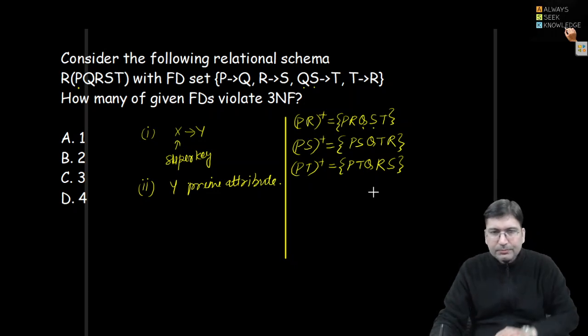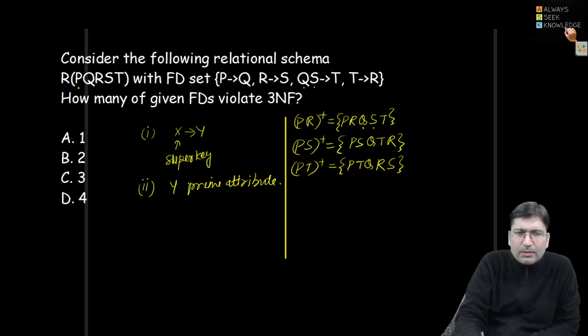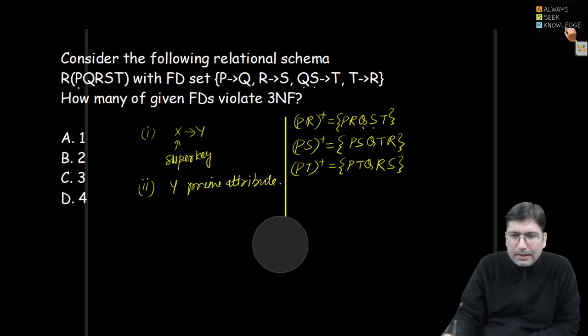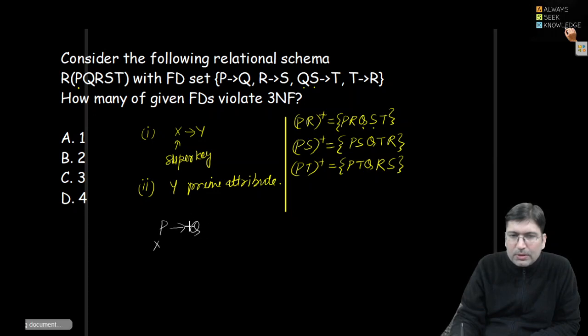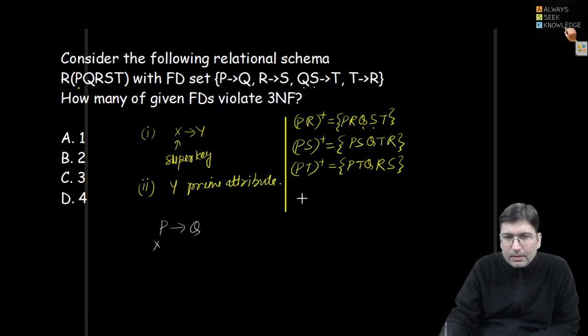Now let's check the functional dependencies one by one. The very first, P implies Q. P is not a key, so Q has to be a prime attribute. Whether Q is a prime attribute: because PR, PS and PT are the keys, Q is not a part of them, so it is not a prime attribute. It violates the condition of 3NF.